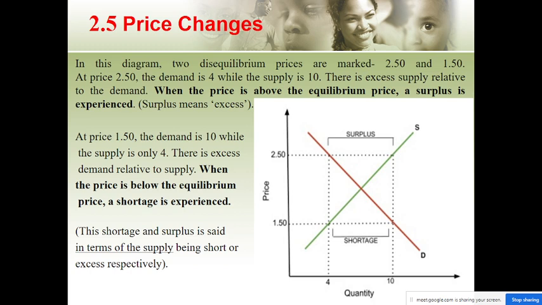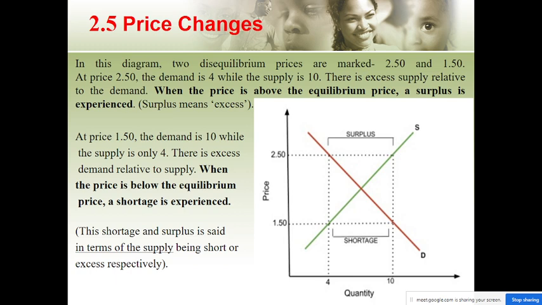In this diagram, two prices are marked, 2.50 and 1.50. At price 2.50, the demand is 4 while the supply is 10. There is excess supply relative to the demand. When the price is above the equilibrium price, a surplus is experienced. Surplus means we have an excess.